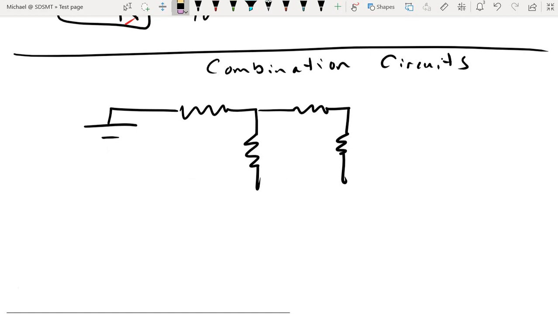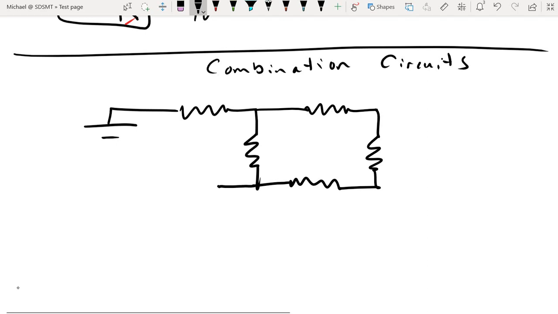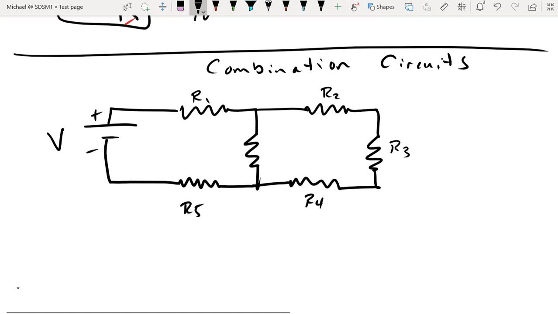I'll see if I can make, oh. I was trying to make this a bit cleaner and just erased everything. Okay. Battery. Resistor 1, resistor 2, resistor 3, resistor 4, resistor 5, we'll call this resistor 6.